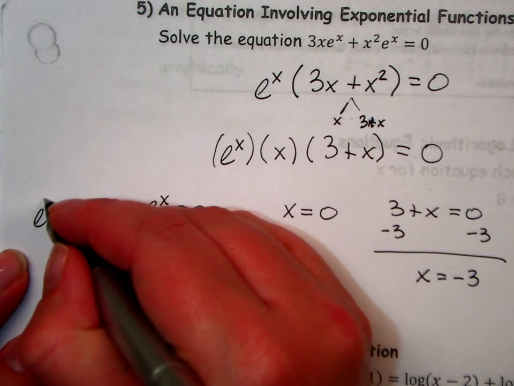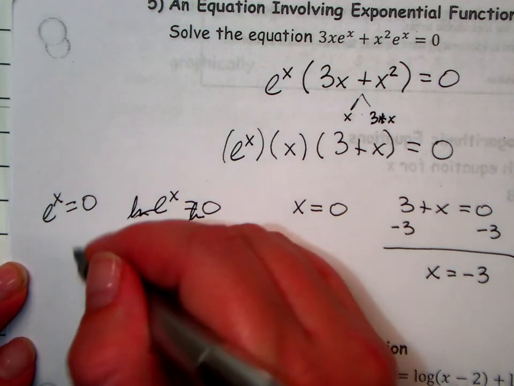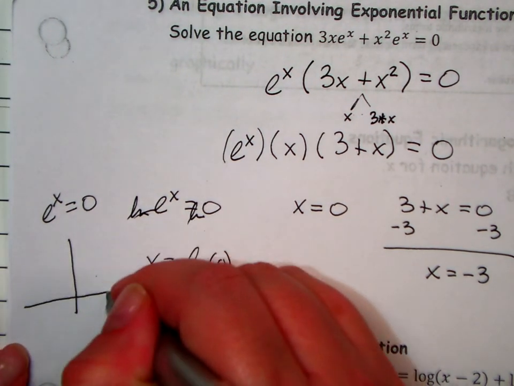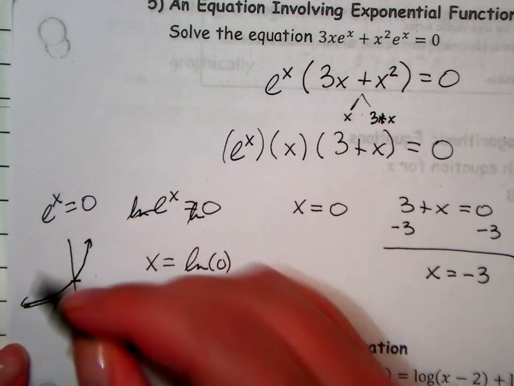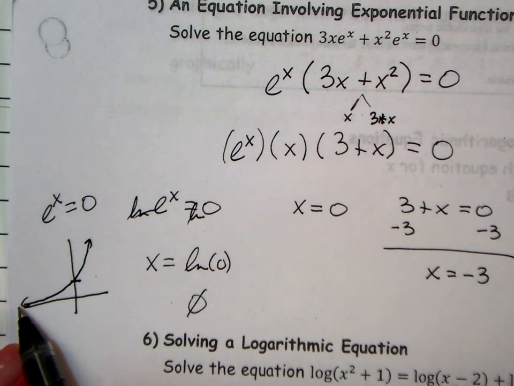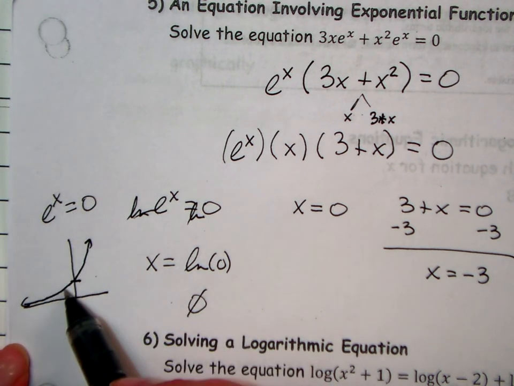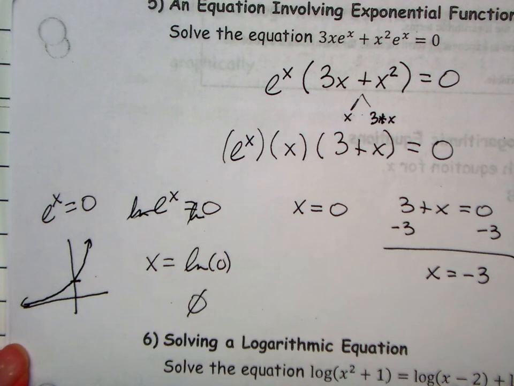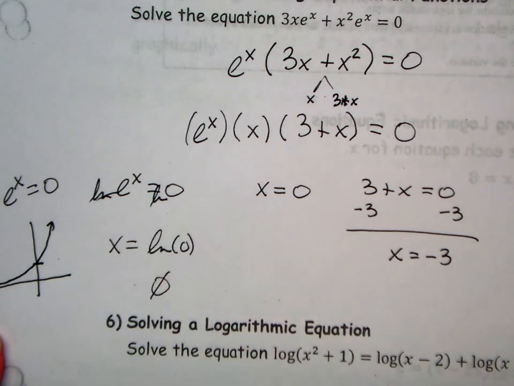The other way you can think about this is we have the exponential function equal to 0. And if you remember the graph of the exponential function, it has an asymptote at 0. It's going to get close to 0, but it's never going to equal 0. So this equation has no solution because this graph is never going to reach 0. So two reasons why e to the x can't equal 0.